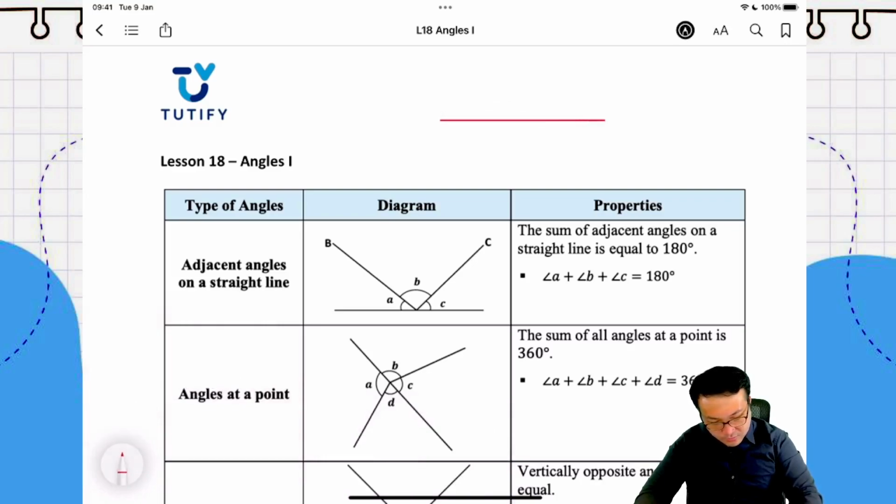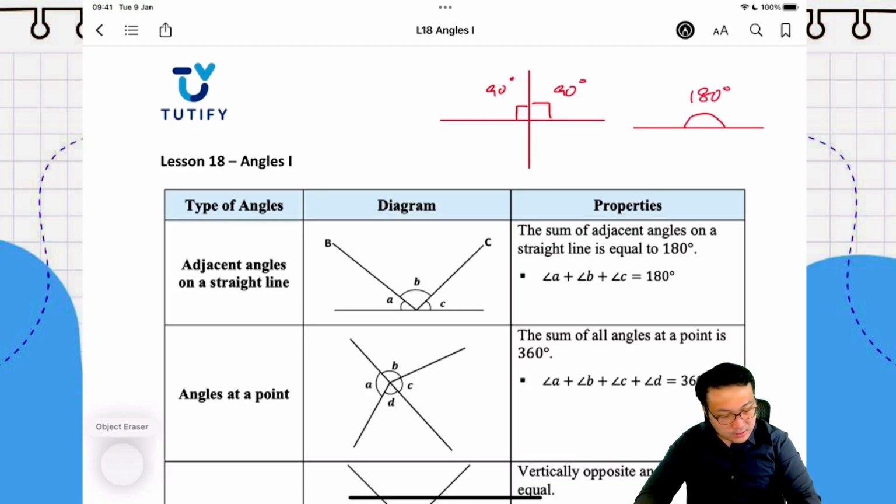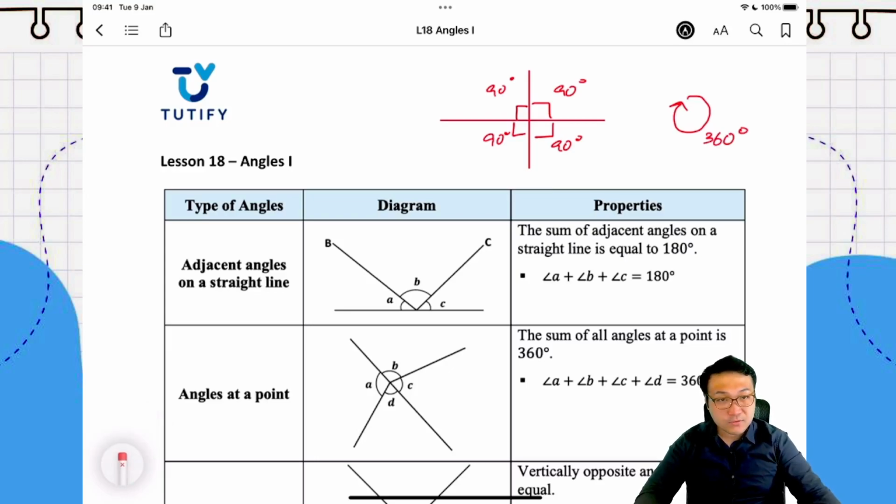I'm sure all of you know that this is a 90-degree angle. So if you have two 90-degree angles joined together, that means a straight line will have 180 degrees altogether. And if you join 4 of the 90-degree angles together, you'll get 360. That means one entire circle is 360 degrees. So that is something very basic that we know.